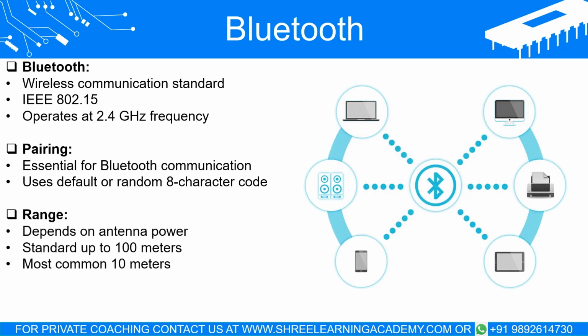Bluetooth range. The range of Bluetooth communication can vary significantly, but it generally depends on the power level of the device's antenna. The standard Bluetooth range extends up to 100 meters, that is about 328 feet. However, the most commonly observed range is about 10 meters, roughly 33 feet, mainly because most Bluetooth devices like smartphones, tablets, and headphones are designed to operate within this limit to conserve power.